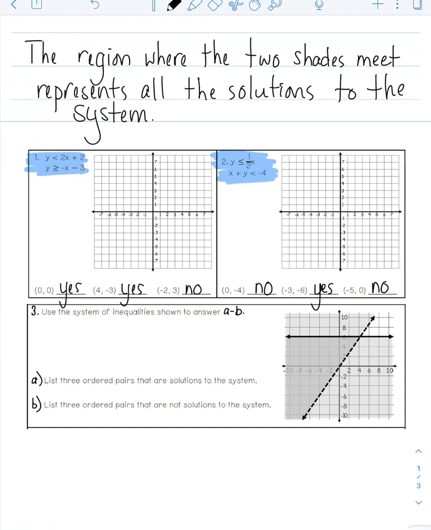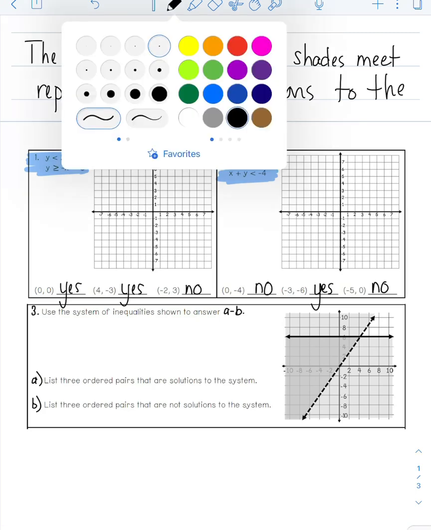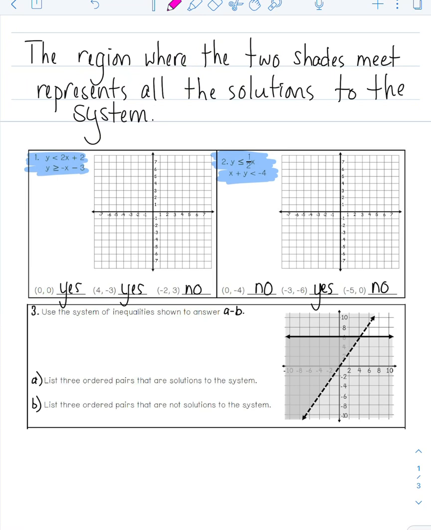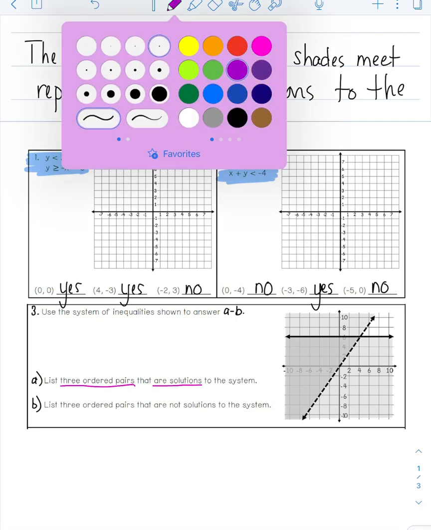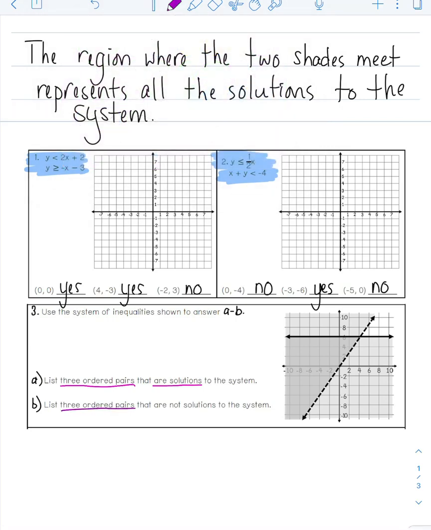Take a look at number 3. It says use the system of inequalities shown to answer A and B. Well, it says to list 3 ordered pairs that are solutions. So let's do these in 2 different colors. Let's do pink. 3 ordered pairs that are solutions. And then it asked to list 3 ordered pairs that are not solutions. So let's do the are solutions first.